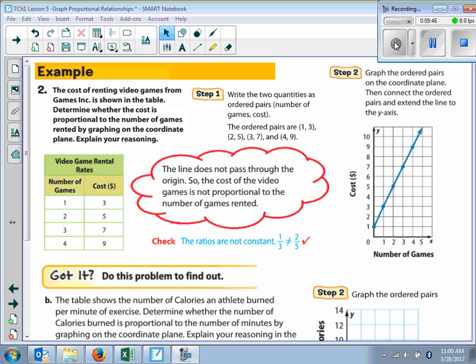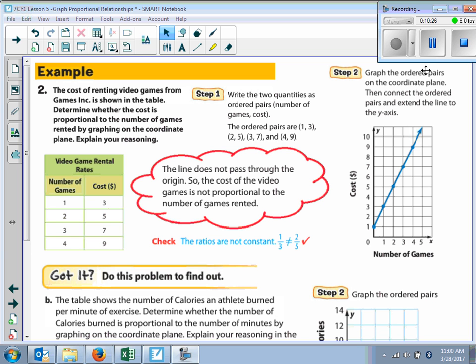For example 2, it says the cost of renting video games from Games Incorporated is shown in the table. Determine whether the cost is proportional to the number of games rented by graphing on the coordinate plane and explain our reasoning. Now, we already have a table, so step 1 is not going to be create a table, right? Step 1 is to write the ordered pairs. So from the table, you can see x comma y. The ordered pairs are 1 comma 3, 2 comma 5, 3 comma 7, and 4 comma 9. Those are the ordered pairs.